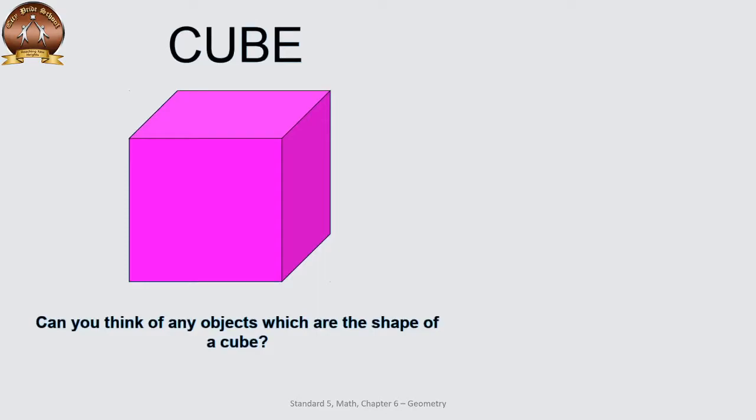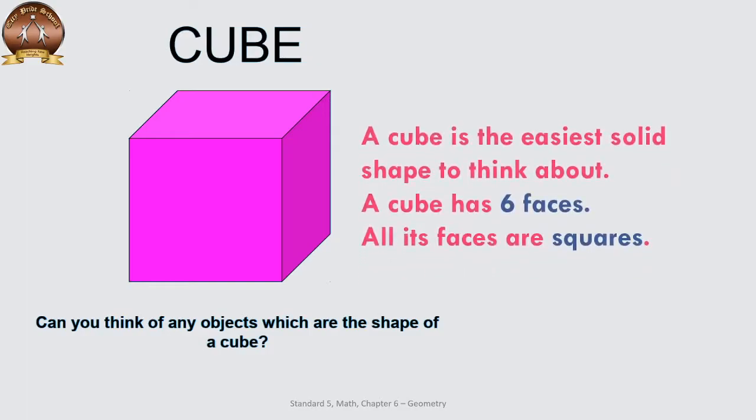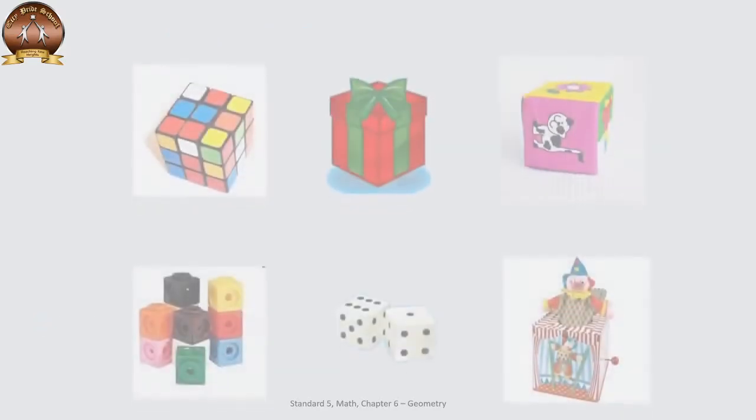Can you think of any objects which are the shape of a cube? A cube is the easiest solid shape to think about. But can you think of other shapes that you can see in this cube form? A cube has 6 faces. All the faces are squares. Now tell me what all cubes are coming to your mind.